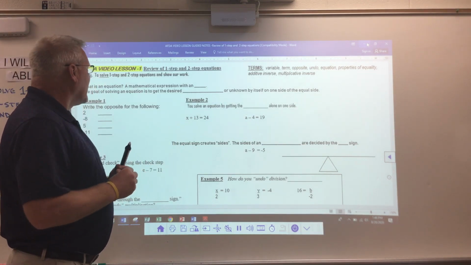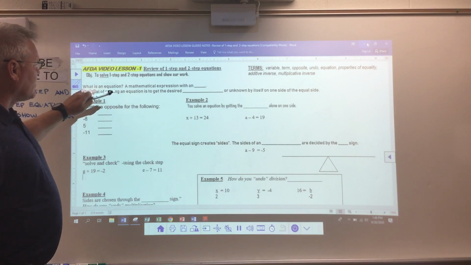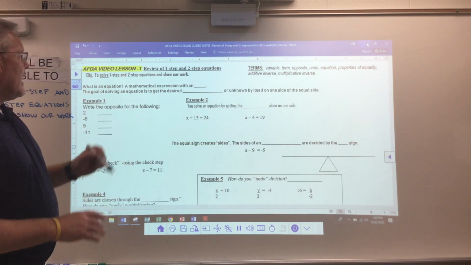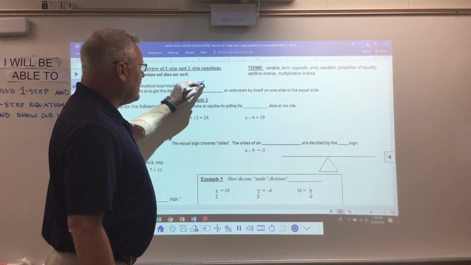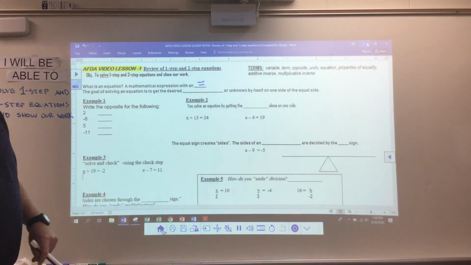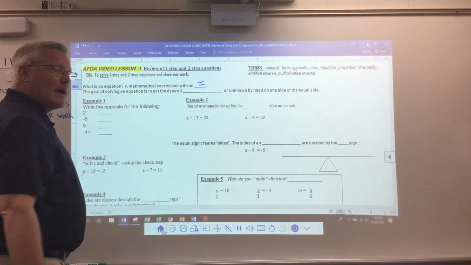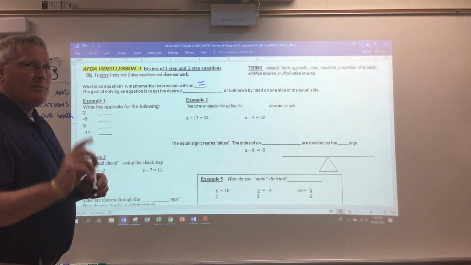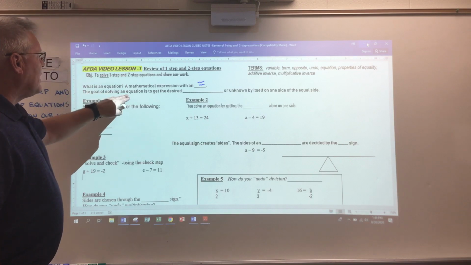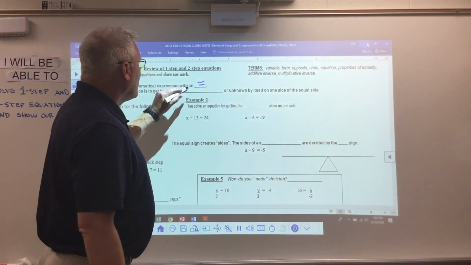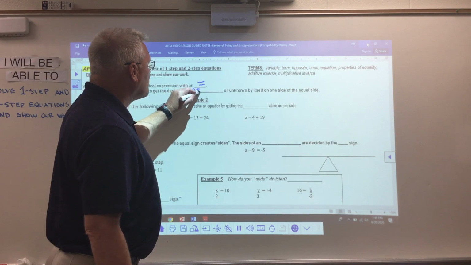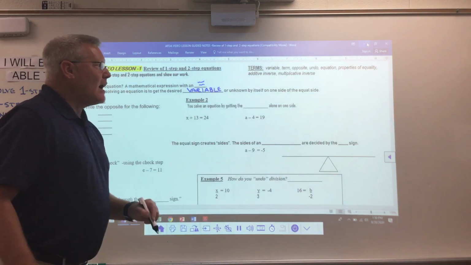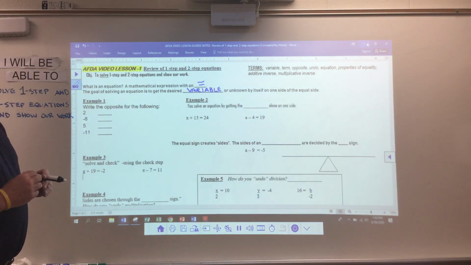You solved equations. And you know the answer to this question here, it says, what is an equation? It's a mathematical expression with an equal sign. So if this is our first notes we typed in, you may have to click on that box right there and type in an equal sign. Or if you printed it off, you're just going to write it in just like I'm doing, but probably a little neater. Now, the goal of solving an equation is to get the desired variable, the first word that we used right there, or unknown by itself on one side of the equal sign.